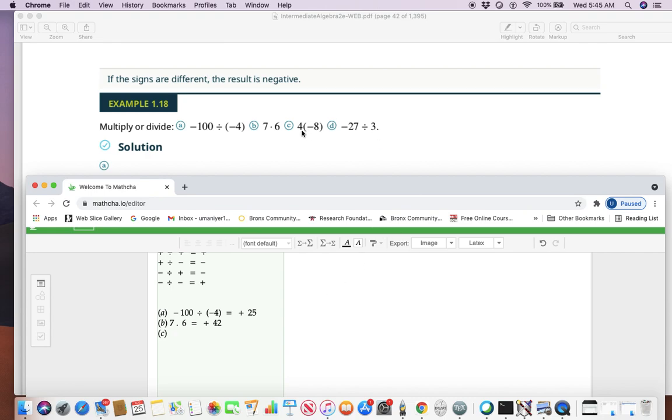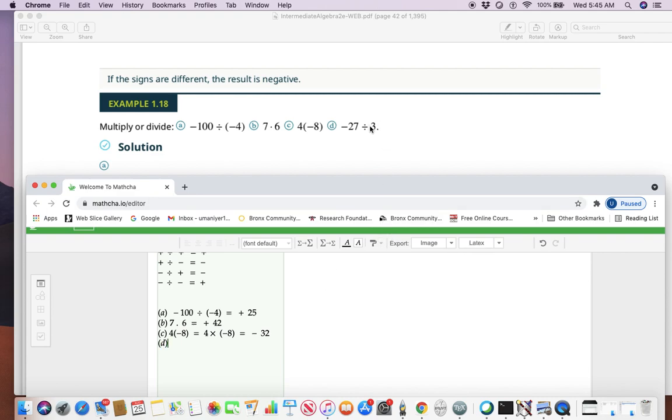What is 4 parentheses negative 8? When there is nothing between a number and parentheses, it's multiplication. So it is 4 times negative 8. Well, positive times negative is a negative. 4 times 8 is 32.